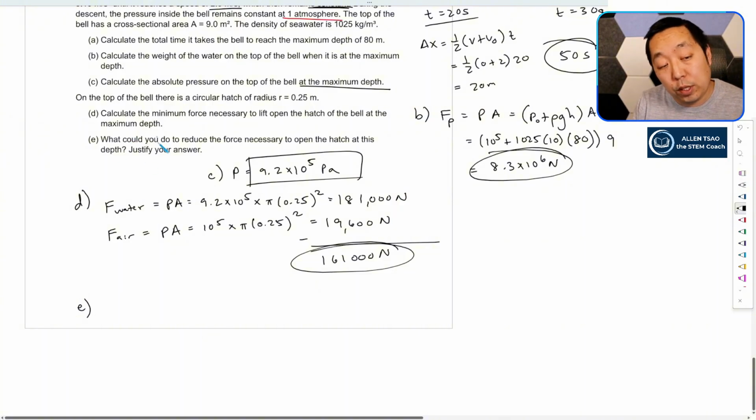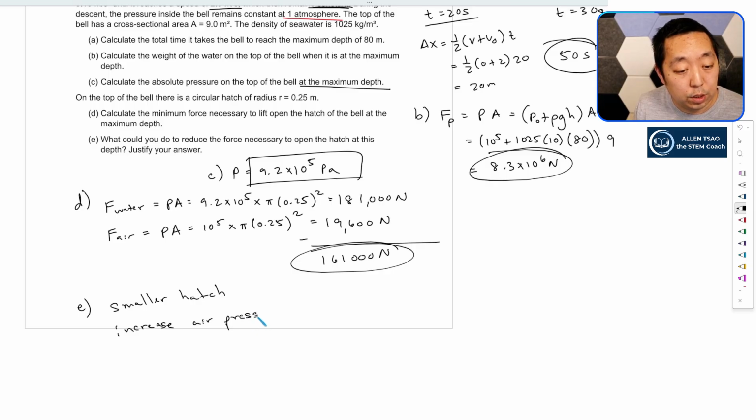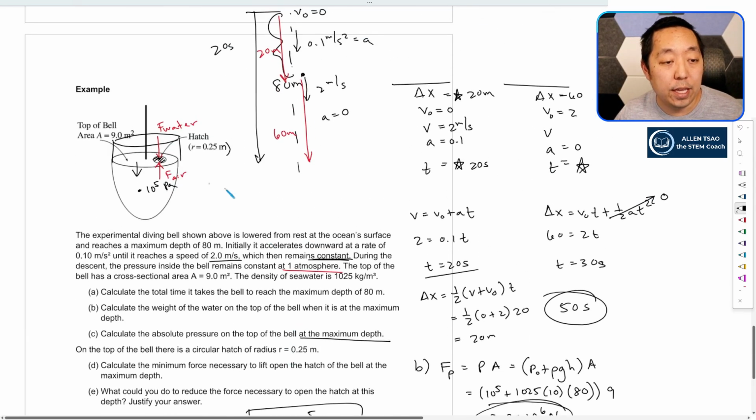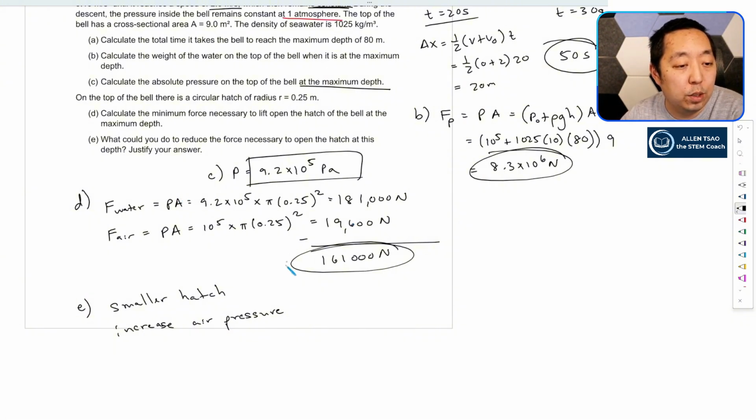What could you do to reduce the force necessary to open the hatch at this depth? You could increase the pressure inside of it. You could make the hatch smaller. Those are probably the two main things. So, smaller hatch. If you can't do that, you would increase the air pressure. So you might pressurize it first and then sink it. Then it'll be easier to open because the inside pressure would be greater so that you wouldn't have to do as much. Those are probably the two main things that I would do.